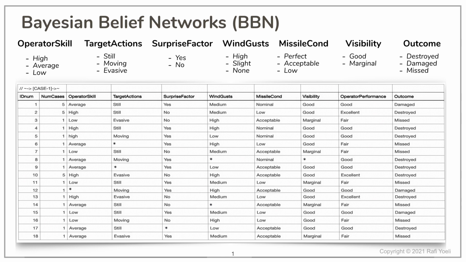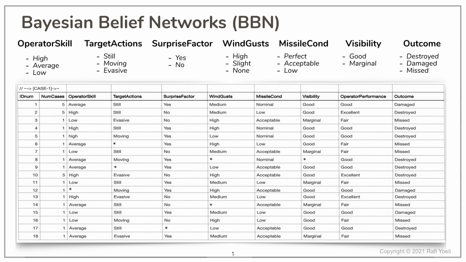Let us go through just one of these to illustrate what's in the table. For example, let's pick case number 7. We see that the navigator's skill was low, the target was still, there was no surprise factor, there were medium wind gusts, the missile condition was not perfect although still acceptable, visibility was marginal, the navigator's performance was described as fair, and, perhaps not surprising, the target was missed.